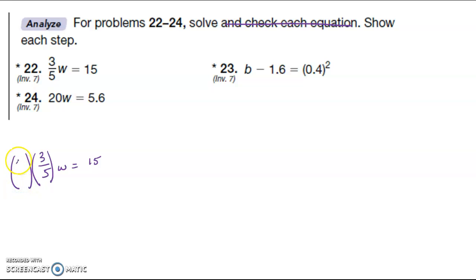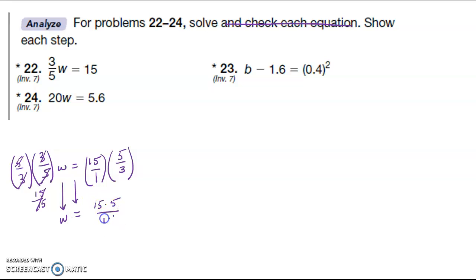So the reciprocal of 3/5 is 5/3. What I do to one side of the equals, I have to do to the other. So let's make this 15 over 1. We're going to multiply. All of this cancels. It ends up being 15 over 15, which is just 1. So my W comes down. My equals comes down. I have 15 times 5 over 1 times 3. 15 times 5 is 75 divided by 3, which is 25. So this would be 22, number 22.